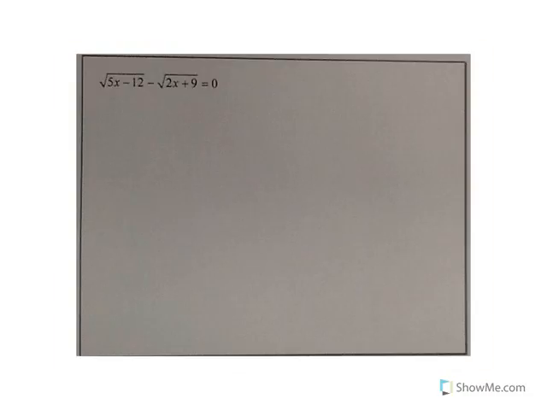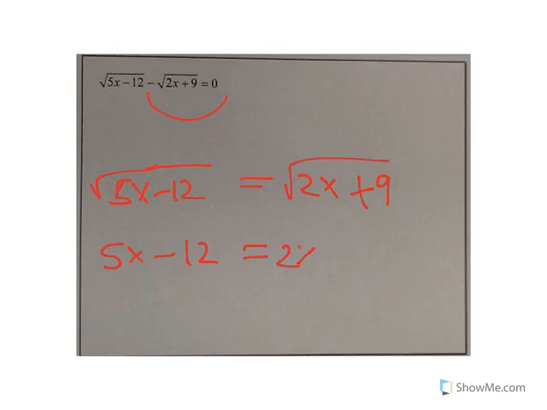Same sort of thing here, except the only step is I got to move stuff over to the right-hand side. So this is going to be 5x minus 12 is equal to square root of 2x plus 9. So when I do that, square both sides. Now it's just like those other problems that we already did. So I'm not going to continue that.